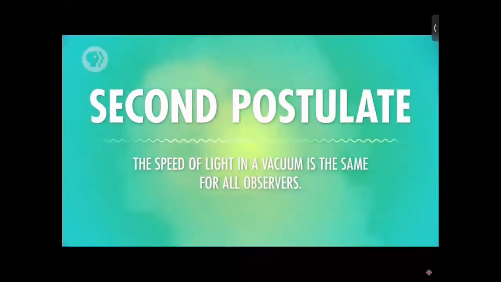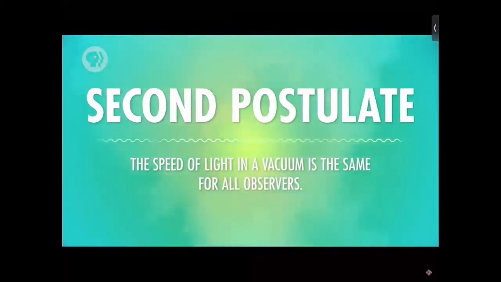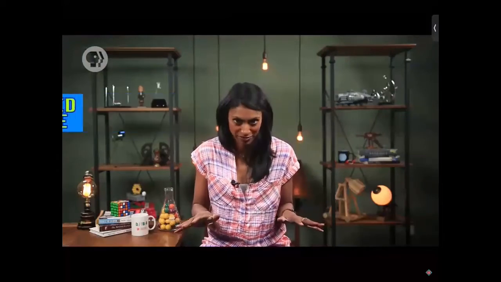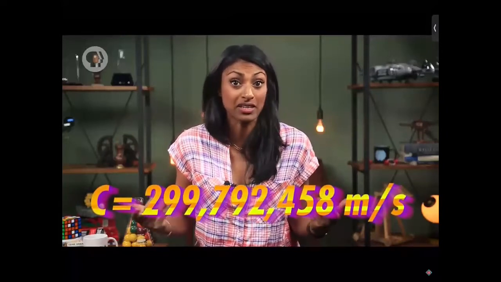The second postulate says that the speed of light in a vacuum is the same for all observers, about 300 million meters per second, always, whether or not the light source is moving. Physicists have tested this fact with lots of experiments. It's definitely true all the time. So even if light is coming from a train that's moving at half the speed of light, the light itself is still moving at about 300 million meters per second. And this is where things start to get weird.